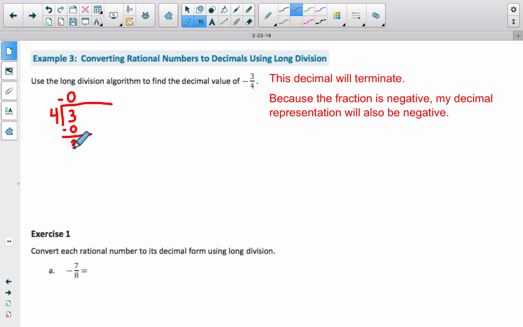Now, because I have a remainder, you add a decimal, you add a 0, and the decimal goes straight up here too. You bring this down. Okay? Now, we're going to keep going until either A, we notice it just repeats, or B, it stops. It terminates. We have no remainder left. All right? 4 goes into 30 7 times. 7 times 4 is 28.